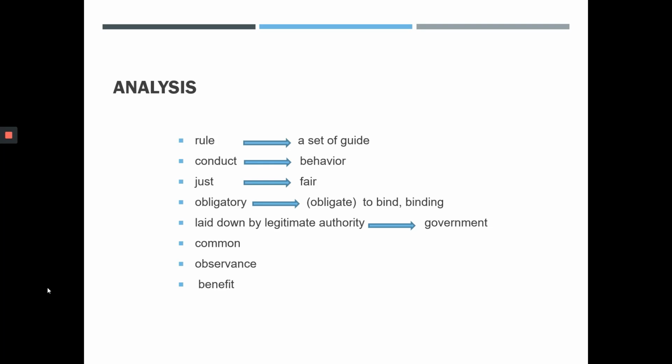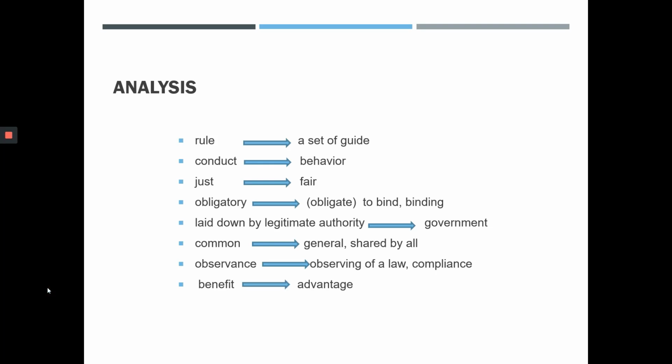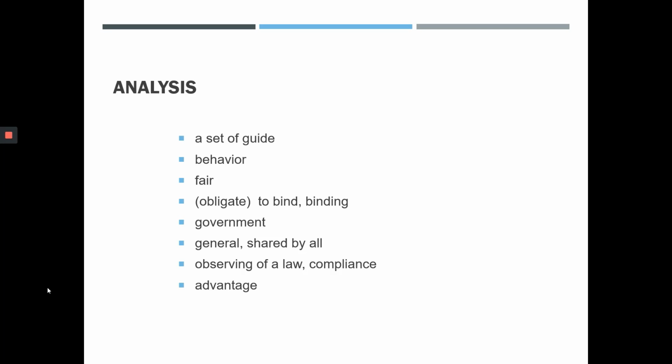Now let's go to the other term. The other term is common. Webster Dictionary listed common to mean general or shared by all. Observance is listed to mean observing of a law, and its synonym is compliance. How about benefit? Benefit in the Webster Dictionary is defined as advantage. Now, let us list down all these meanings as we found them in the dictionary. First, we have a set of guide, behavior, fair, to bind, binding, government, general, shared by all, observing of a law, compliance, and advantage. This is how we analyze a concept.